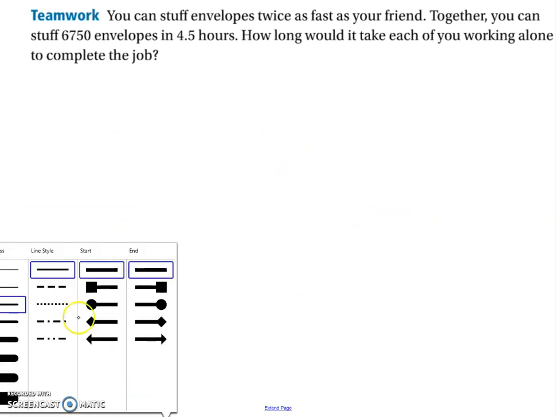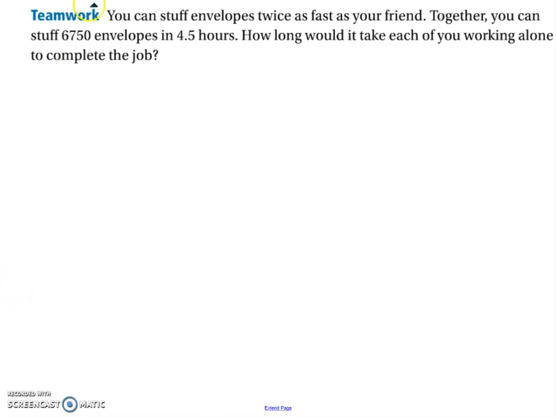Now for this problem, we can set it up a couple of different ways. So you can stuff envelopes twice as fast as your friend. I know it's a very exciting job that you have, and it's a great talent that you are stuffing them faster than your friend. So together, you can stuff 6,750 envelopes in 4.5 hours. How long will it take each of you working alone to complete the job?